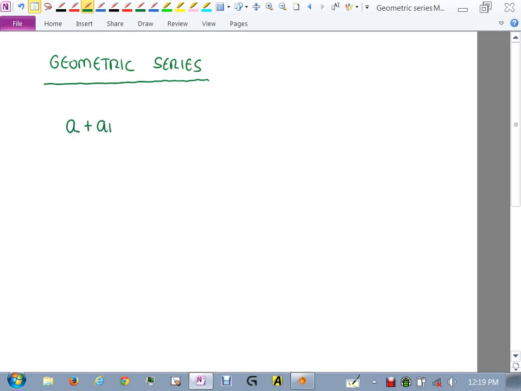A plus AR plus AR to the first power, squared, plus AR cubed plus AR to the fourth plus dot dot dot forever, which I could rewrite using a sigma notation like this. See if you agree with that notation.